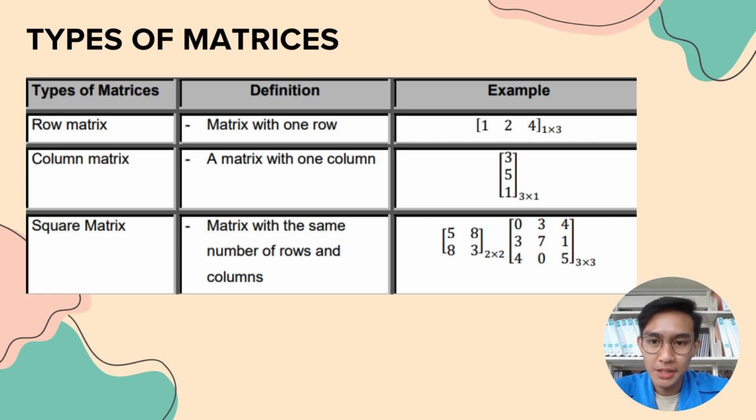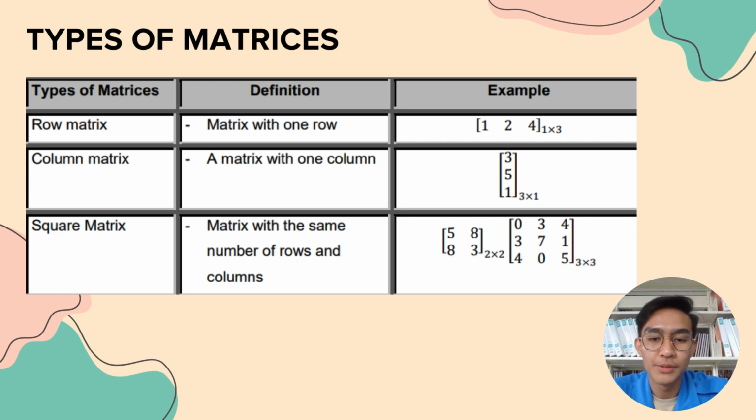Okay, so I will explain the types of matrices. Matrices have 6 types, which are row matrix, column matrix, square matrix, identity matrix, equal matrix, and lastly, transpose of matrix. First, row matrix. What is a row matrix? A row matrix is a matrix with only one row. For example, we can look at this diagram. The order is 1 by 3, which is the row has one and the column has 3.